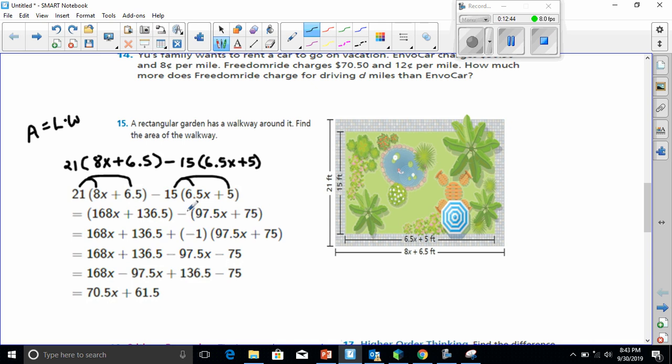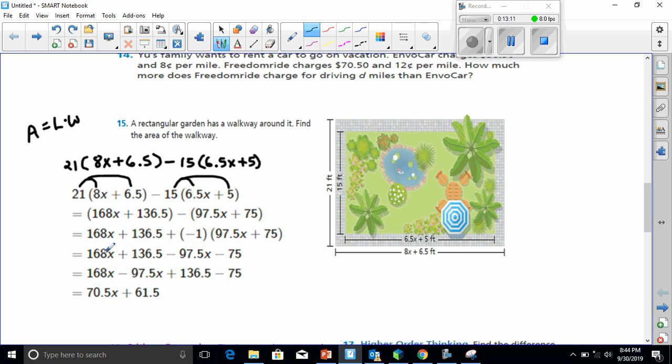Now they realize that negative sign here is like having a negative 1 here. So that's what they put here, negative 1. Now they're going to multiply that negative 1 to here, and it's going to change all the signs. So this is going to turn to negative 97.5x, and this is going to turn to negative 75. All the rest of these terms stay the same. And now we're ready to combine like terms. I'm going to put my x's together. I'm going to group them together.